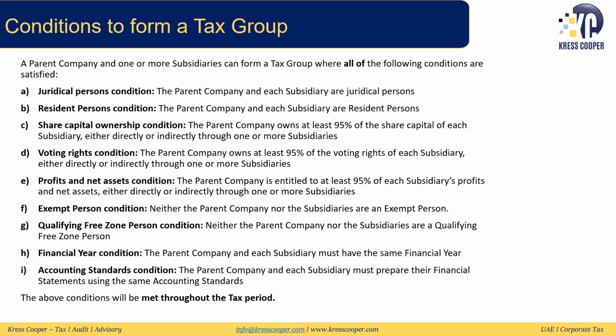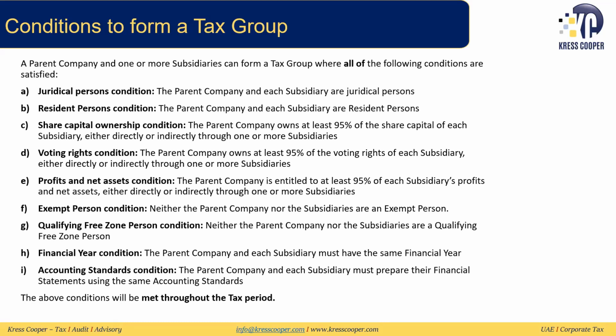Then we discussed the conditions. We just said that the companies need to meet the conditions under Article 40, so what are these conditions? We discussed them in our previous chapter, which I'll recap now. The important thing we discussed was that all of these conditions need to be met, and they need to be consistently met throughout the tax period. So if even one of the conditions is not being met, you cannot be part of the tax group. So let's look at these conditions.